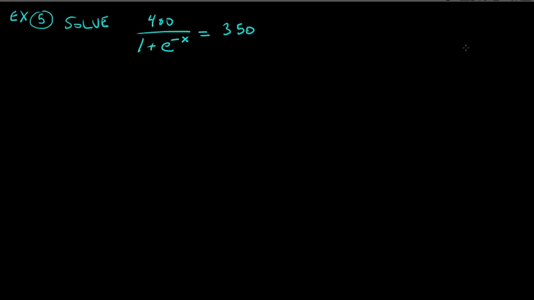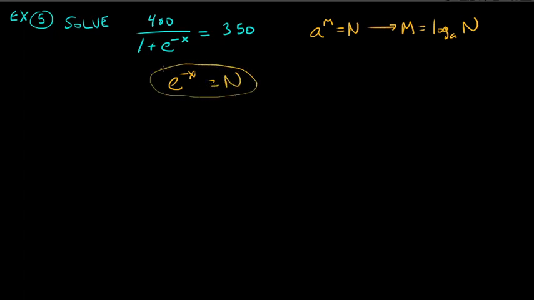Okay, so in this problem, of course, here's your exponential, but there's nothing to convert to a logarithm yet. Remember that what we're going to use eventually here is this. But we're not there yet. We don't have e to the negative x equals something. It equals n in this case. That would be the n here. So essentially, that's our first goal, to get the equation to look like this.